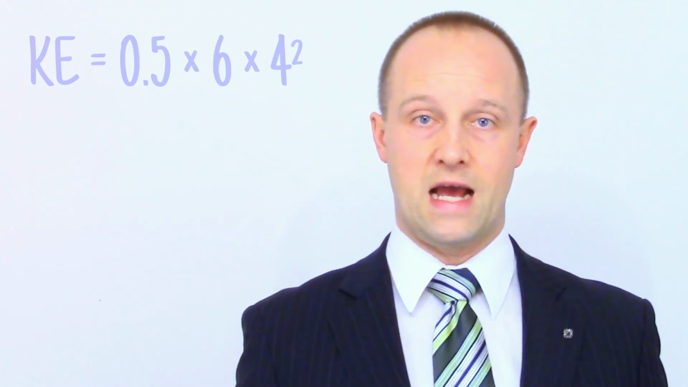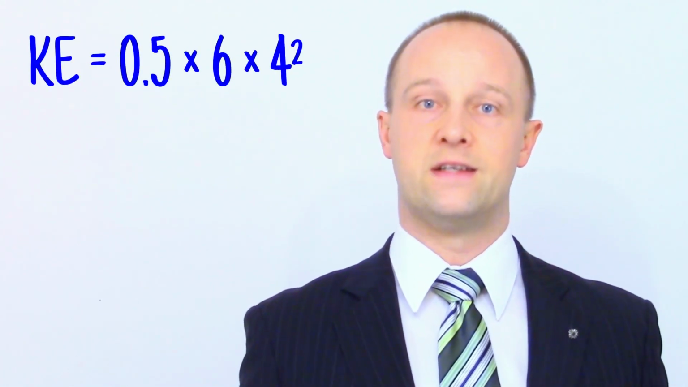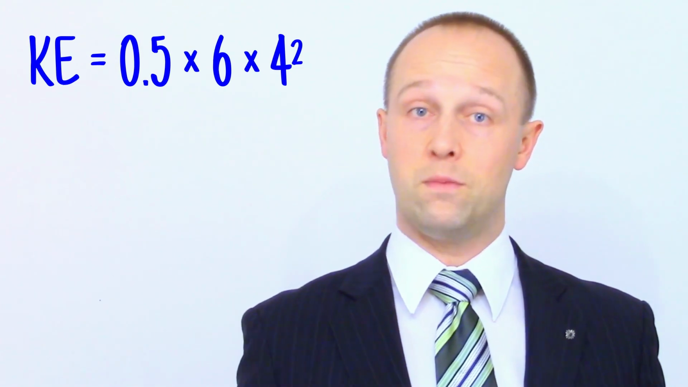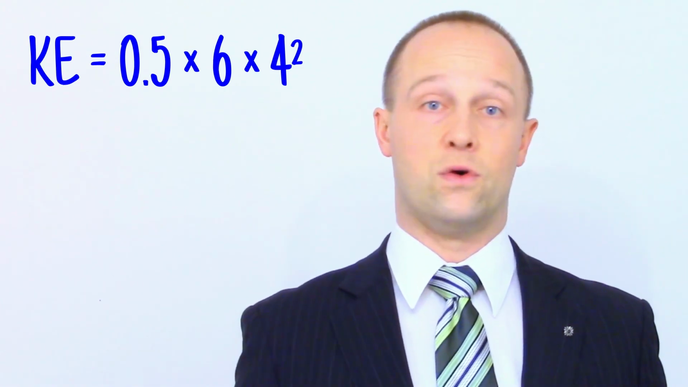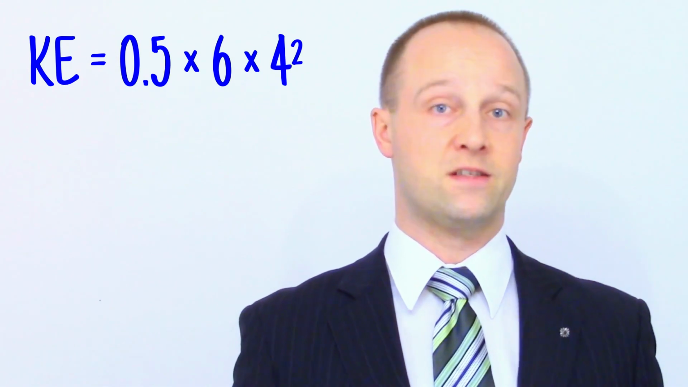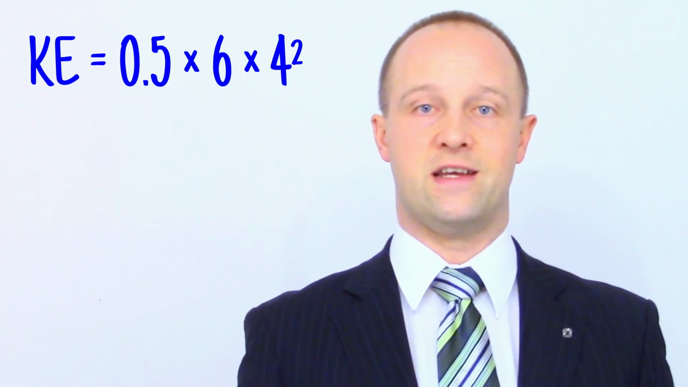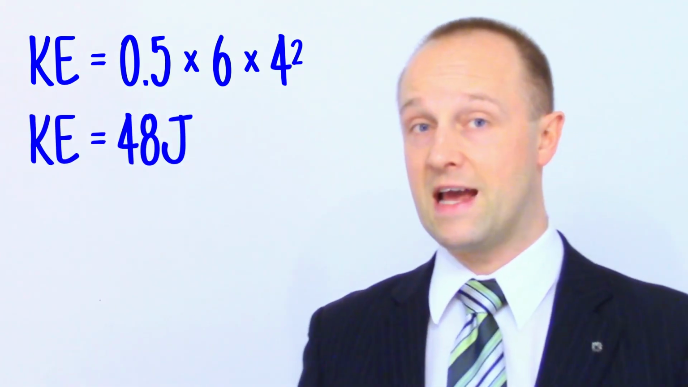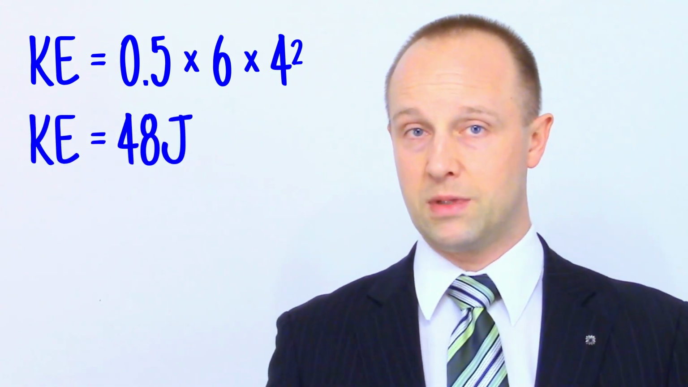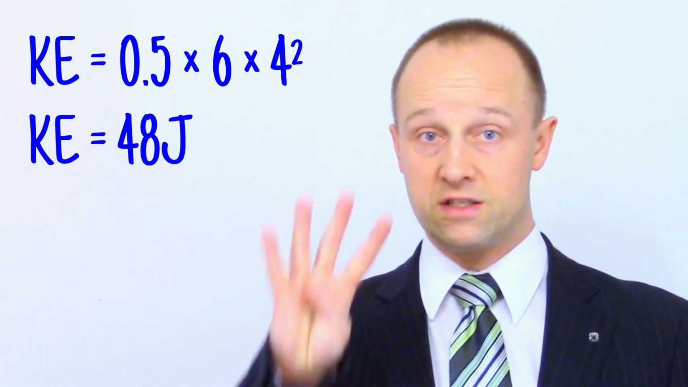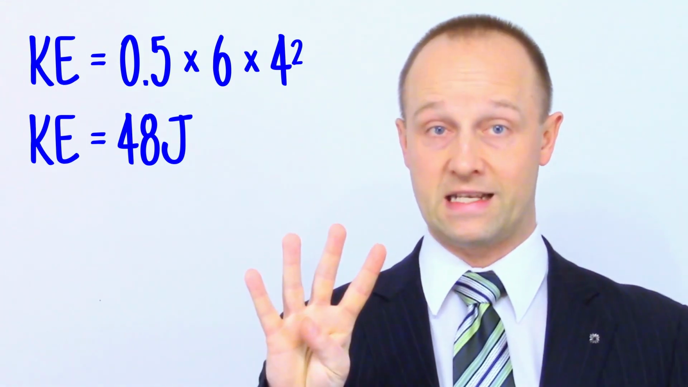Now let's try going back to our 6 kilogram mass and doubling the velocity to 4 meters per second. Now KE equals half times 6 times 4 meters per second squared. 4 squared is 16, so our calculation is a half times 6 times 16, giving us 48 joules. Doubling the velocity has given us 4 times the kinetic energy.